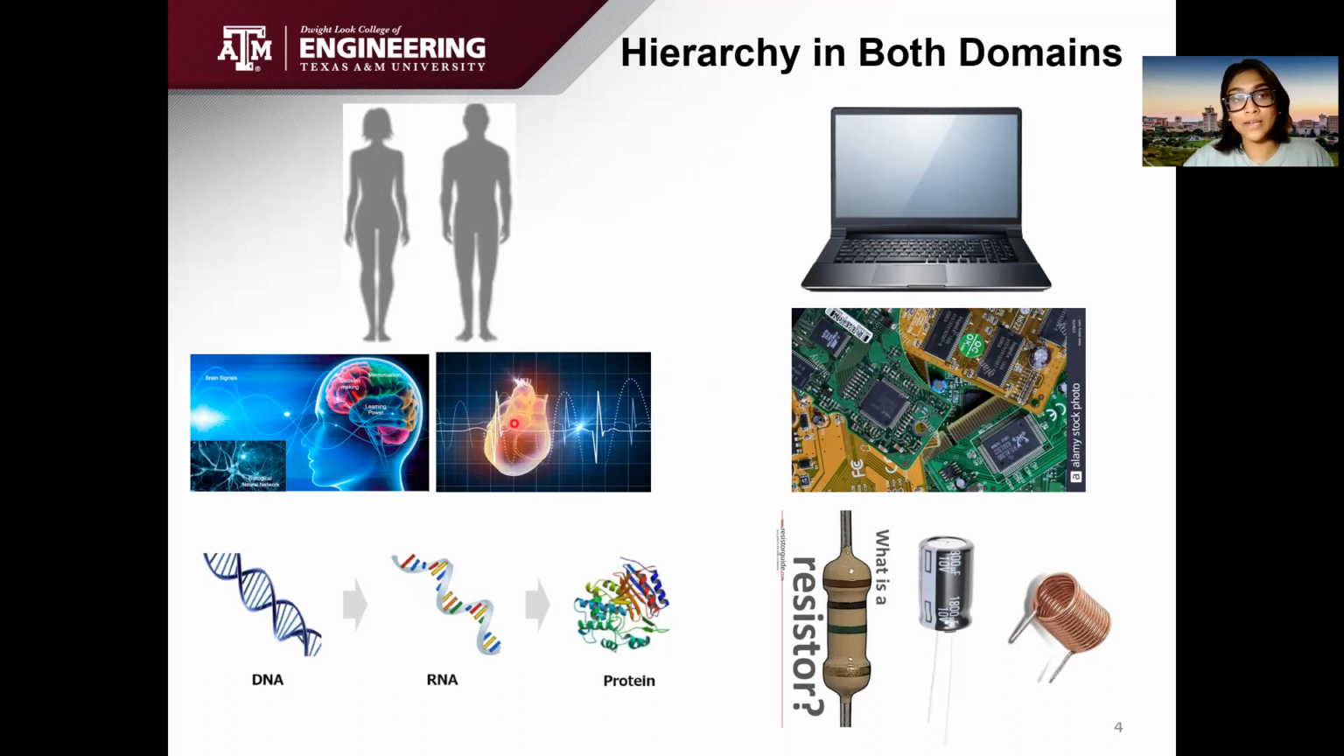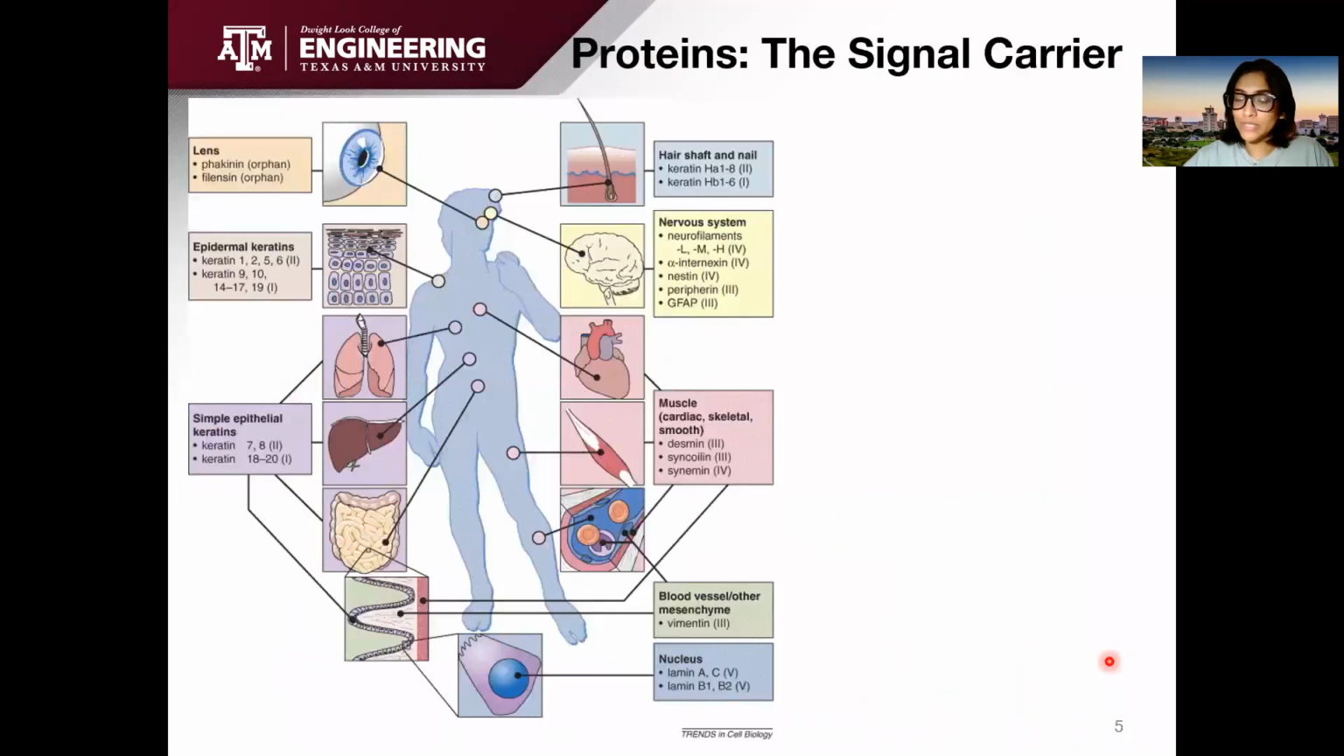These organs and tissues are enabled by three major biomolecules, DNA, RNA, and protein, very similar to resistors, capacitors, and inductors. Proteins can be considered as one of the most important biomolecules. It is also called the signal carrier in any physiology. We have proteins everywhere, in our eyes, in our skin, our nervous system, muscle development, blood vessels, everywhere.